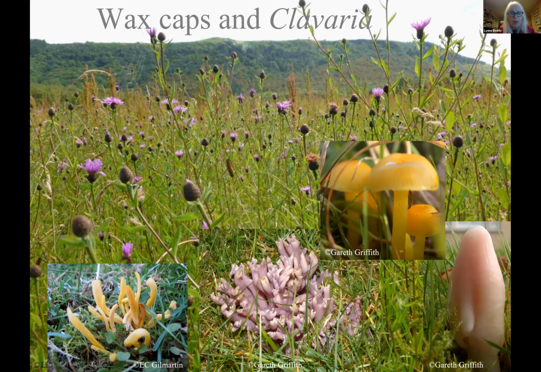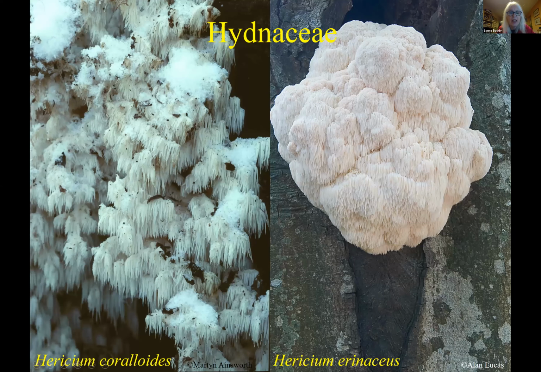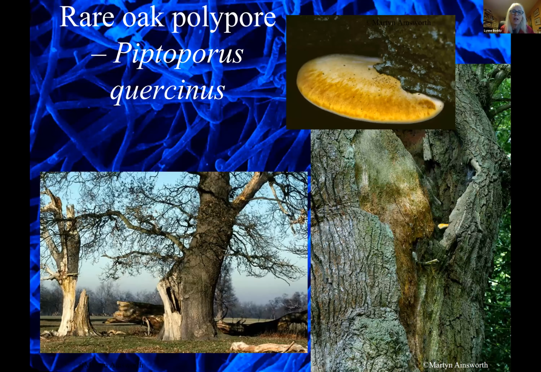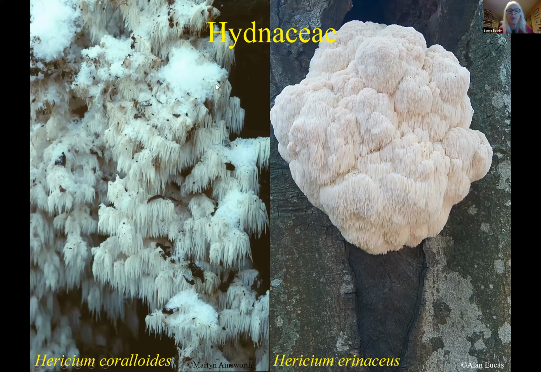And talking of threatened species, and also to illustrate a different sort of fruit body, these are tooth fungi. This is Hericium coralloides and Hericium erinaceus, and you can see these pendulous projections. It's on these that the spores of these fungi are produced, and these again are threatened species. Here's another threatened species, the rare oak polypore. Well, actually, it's gone back. It's gone back to its original name, Buglossoporus quercinus.